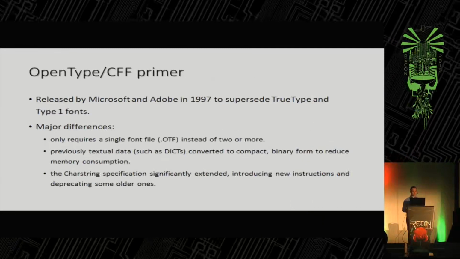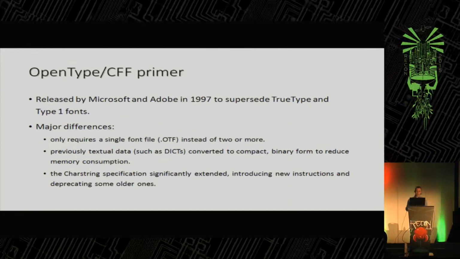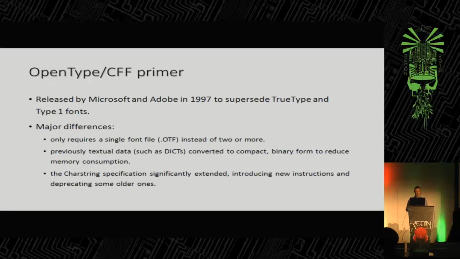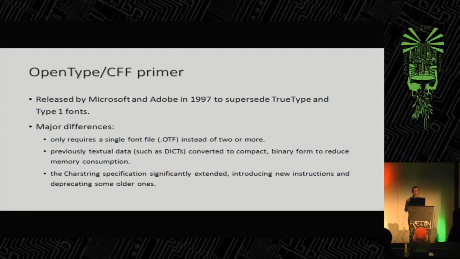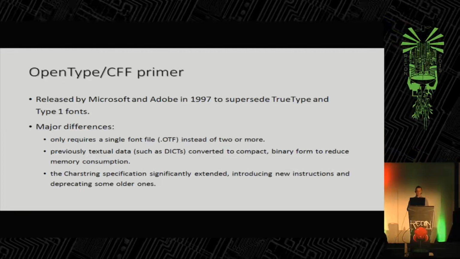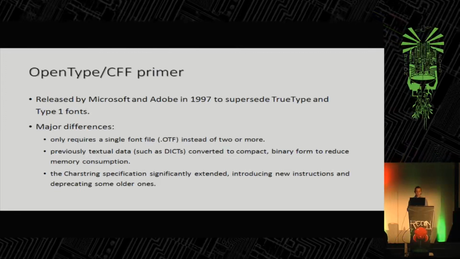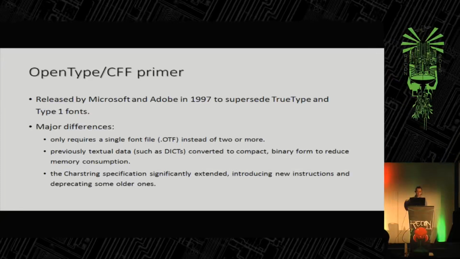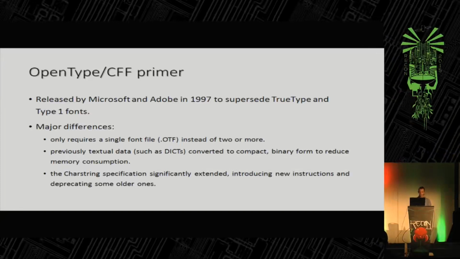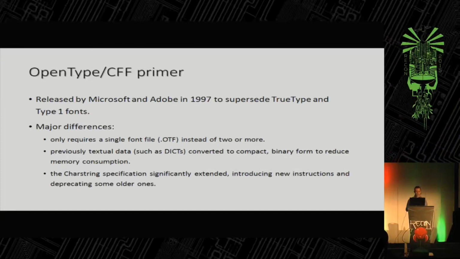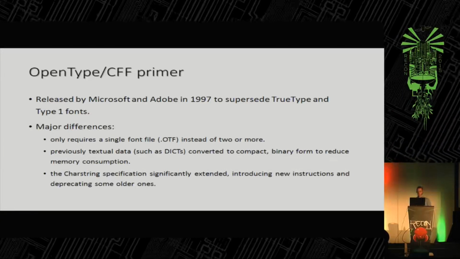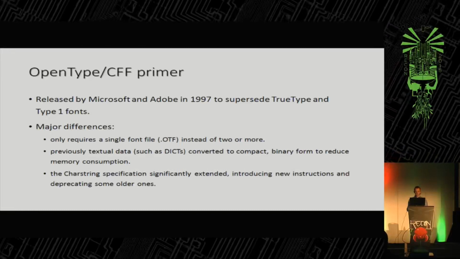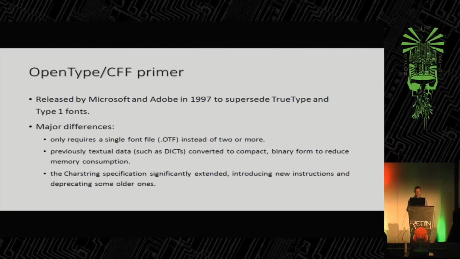When it comes to OpenType, it was released by both Microsoft and Adobe, which worked together to create something that would supersede both TrueType and Type 1 fonts. And it's basically more of the same. There are several major differences, such as there's only 1 file required instead of 2 in order to have the font loaded. Previously textual data, such as the dictionaries that were at the beginning of the file, were converted to compact binary form, so they consume less space. And the CharString specification, which is the most important part, was significantly extended. So they introduced a lot of new instructions and also deprecated or removed some of them.